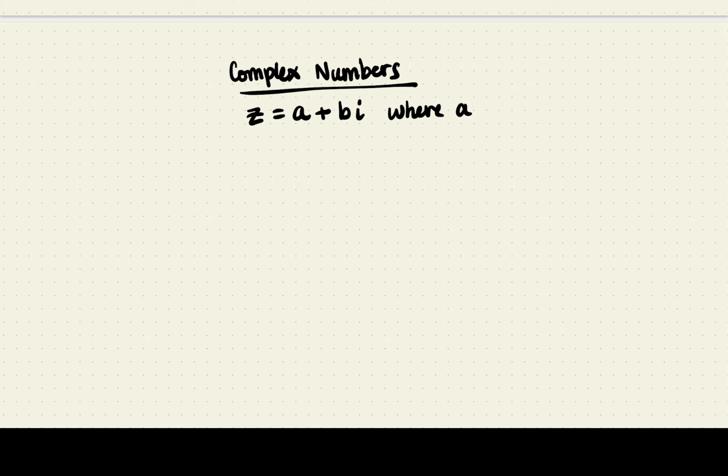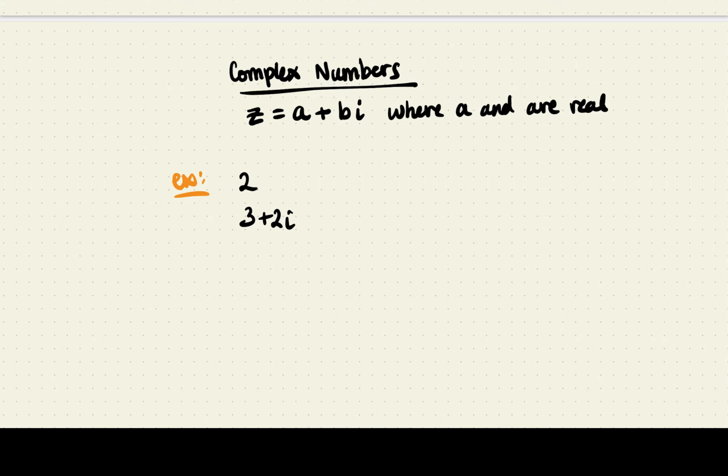So complex numbers have the form, I'll usually call them Z or W, or you can give them any letter, but usually they're called Z equals A plus BI, where A and B are real numbers. Some examples of complex numbers are, you could even have the number 2. It's a real number, but it's got 0 imaginary part.